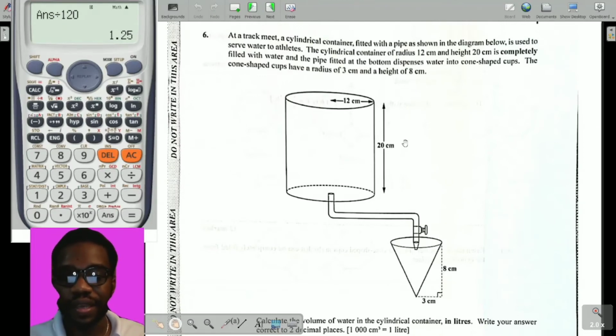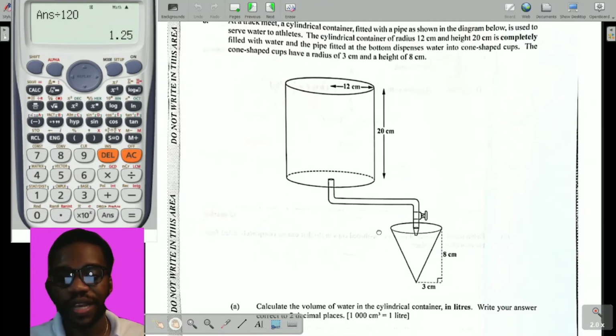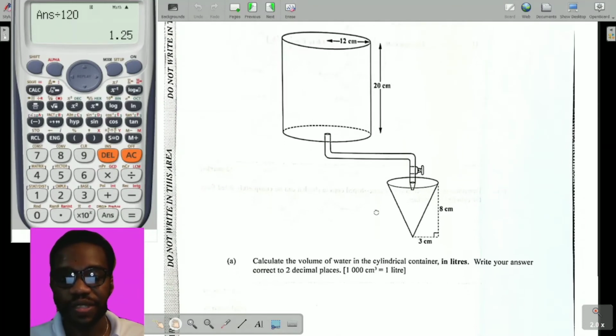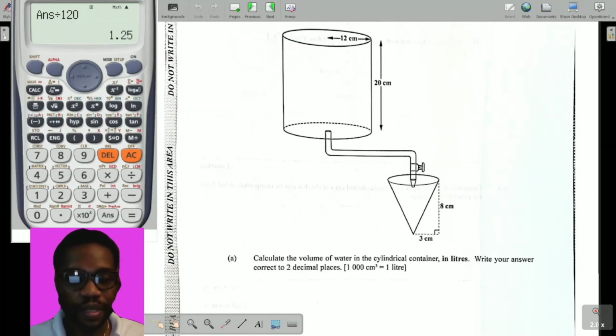And typically, at track meets or at football matches, you do normally have these kind of cups, alright? You normally have an igloo that does look like a cylindrical container. So pretty much it captures some amount of real life here. Alright, now here's some piece of information that is very useful. 1000 centimeter cube is 1 liter.